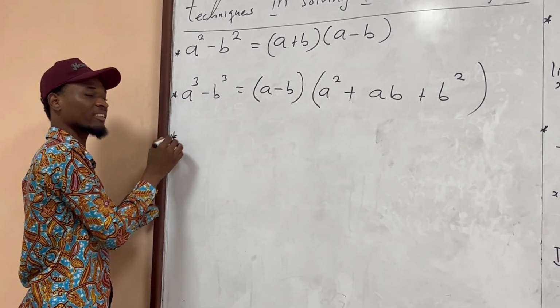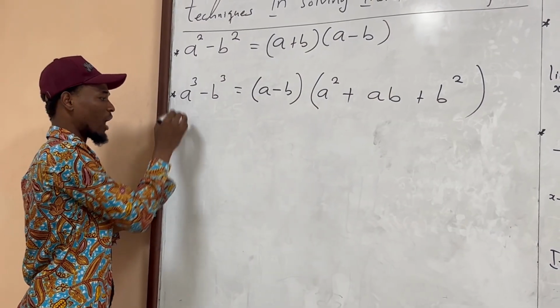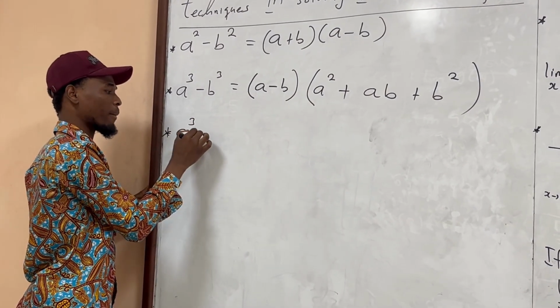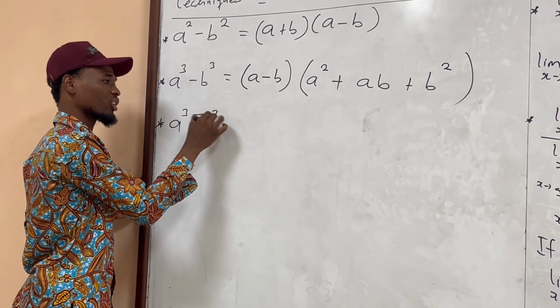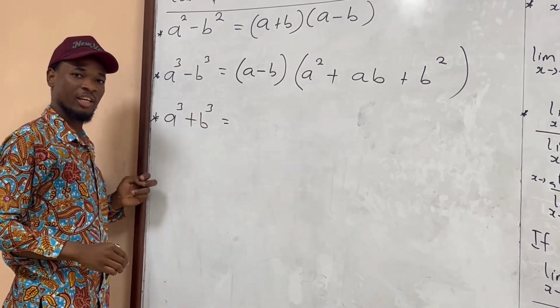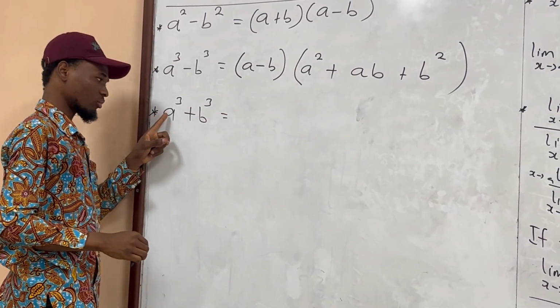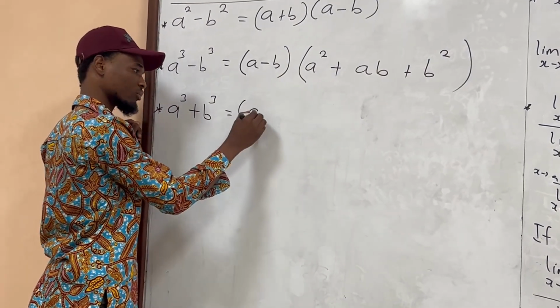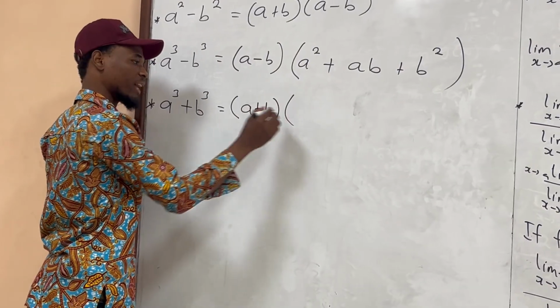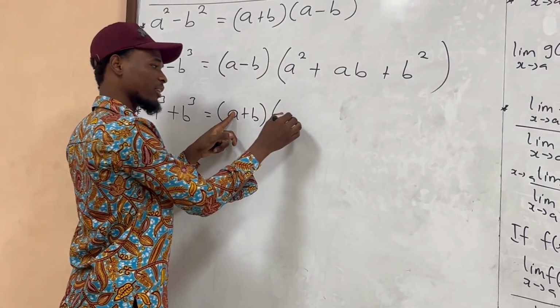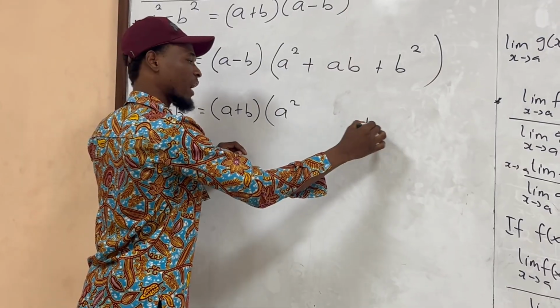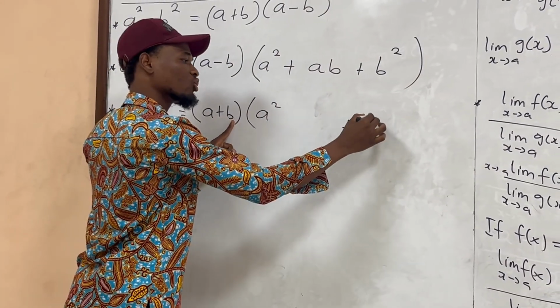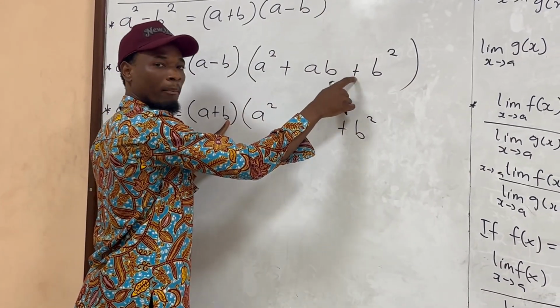And the last identity, we have a cubed plus b cubed. You follow the same idea. A and B, are they not adding? They are adding. So add them: a plus b. Then what do I have here? A squared, then plus b squared. This one here will always be positive.